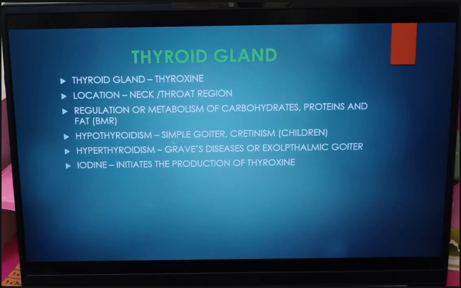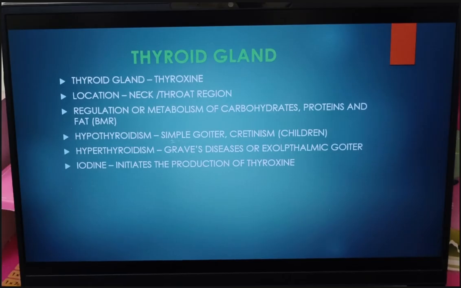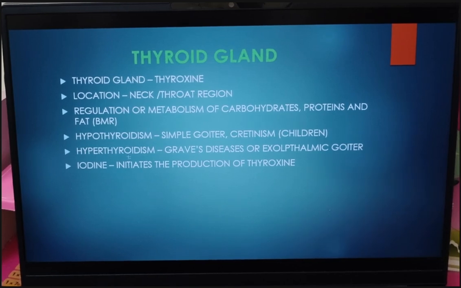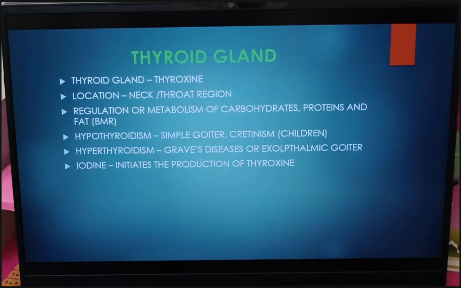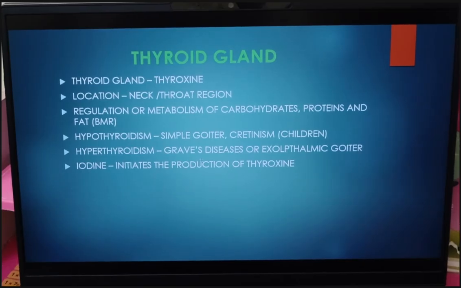So these are the symptoms of hypo and hyper. If it is less hormone secretion, that results in a condition called simple goiter, and cretinism in young children. And if the hormone is high, you call that Graves' disease or exophthalmic goiter. This Graves' disease exhibits a symptom where the person will have protruding eyes, which means the eyeball looks as though it is falling off. You can also find the person's face swollen, with puffiness.